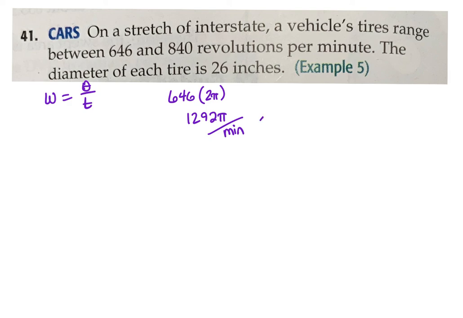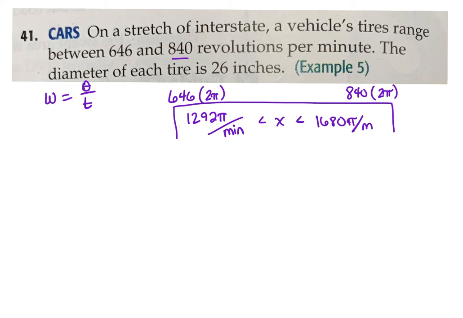And it was between that and the other revolutions, which would have been 840 times 2 pi, which is 1680 pi per minute. So this part was just not all that difficult, right? So far, so good. And then they wanted linear speed in miles per hour.